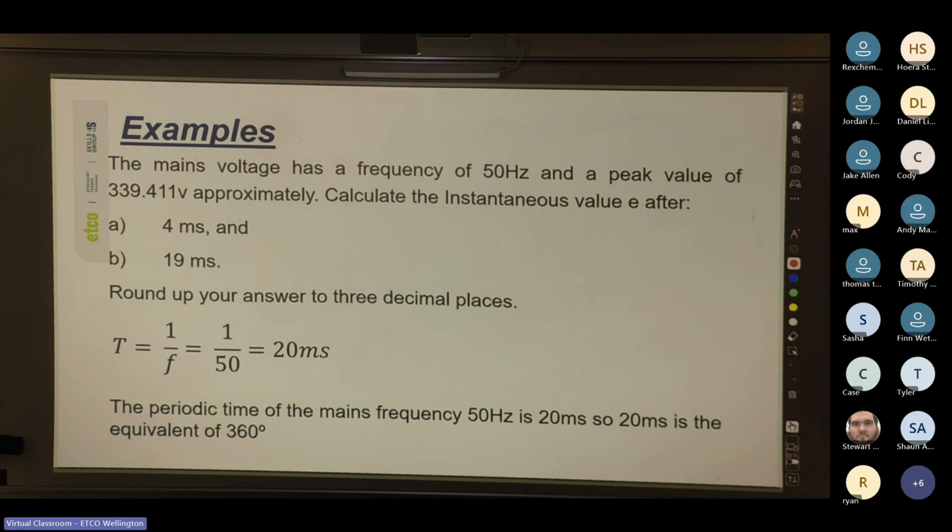So we know because we've got the frequency. If they were to change that frequency to 60, we could also still figure out the time constant, or the time taken to do the sine wave. So if they were to change the frequency to 60 hertz, 1 divided by 60 would give us 0.0166, or 16.7 milliseconds.